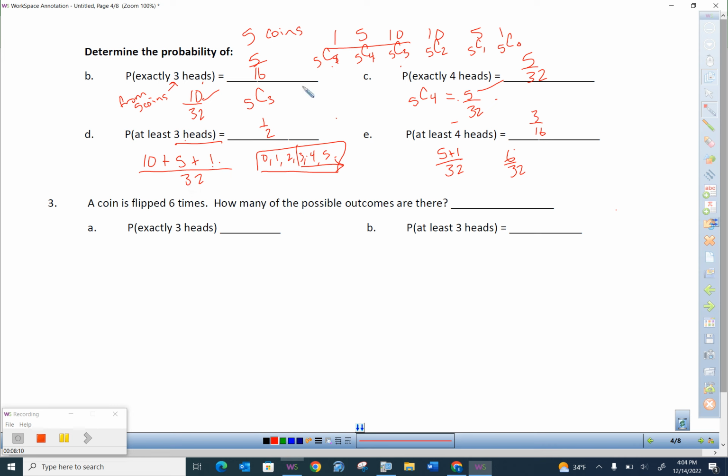Now I had you go to 10 rows because that's a practical number. Anything after 10, it's really just as fast to type in the combination. But again, the purpose of this is to speed it up when you're answering multiple questions about the same number of trials. Okay, so what I want you to do is answer questions on number 3, A and B, using Pascal's triangle.